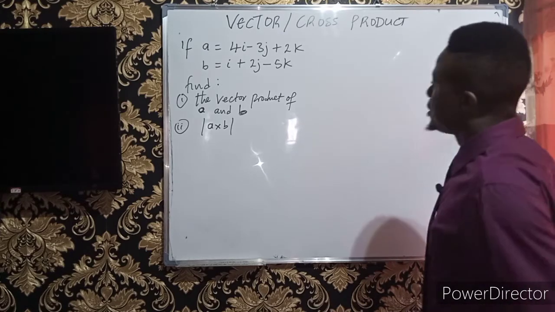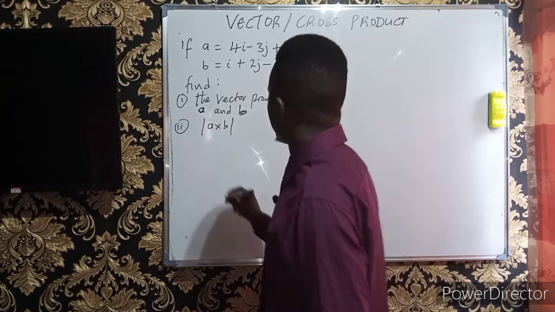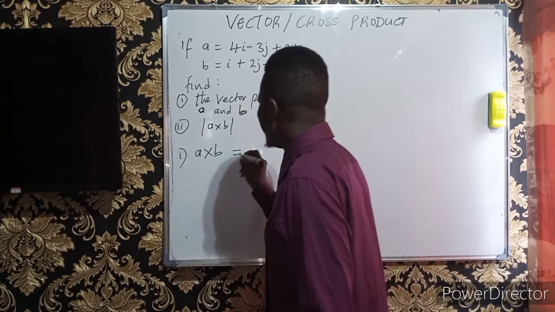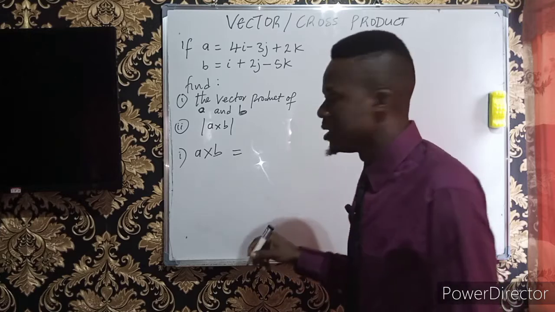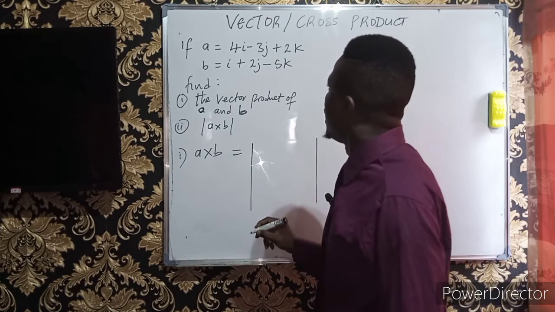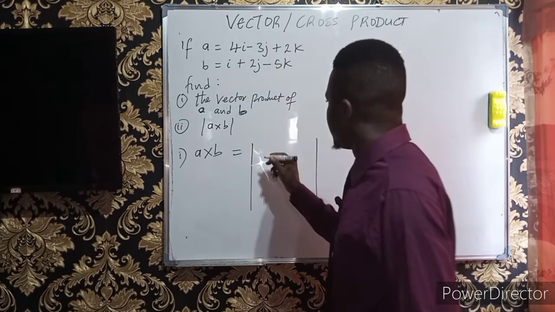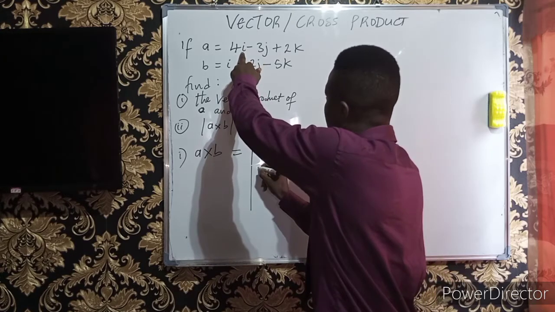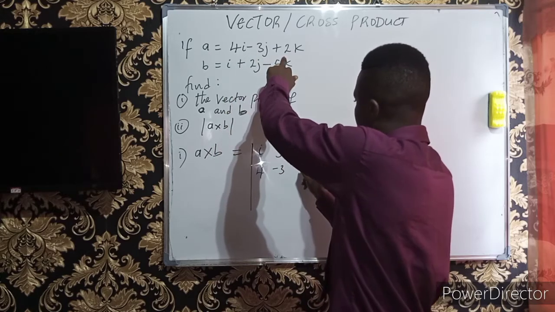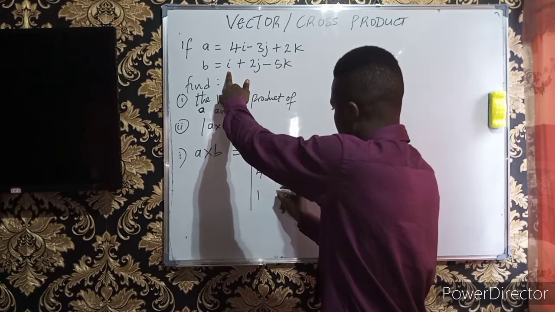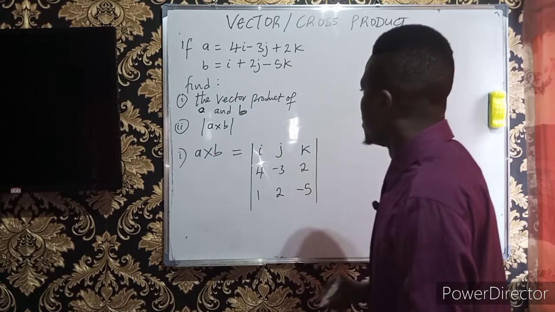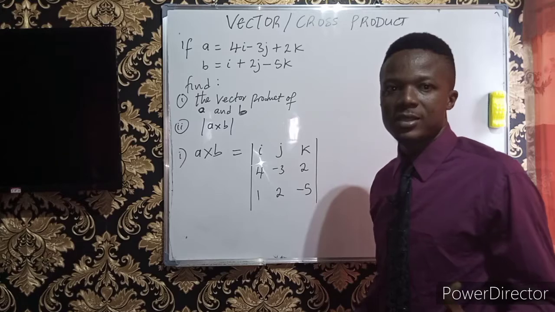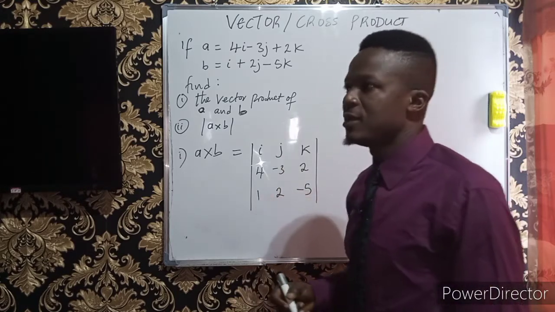Now to tackle the first question, where we have A times B, the vector product, A times B is obtained using the matrix. So if I have a matrix like this, the components are I, J, K, so you have to write I, J, and K. The first vector A is 4, minus 3 and 2, while the second vector is 1, 2, and minus 5. We are going to find the determinant of this matrix. Anything we get will represent the vector product. So you've now seen the usefulness of matrix in this particular topic.